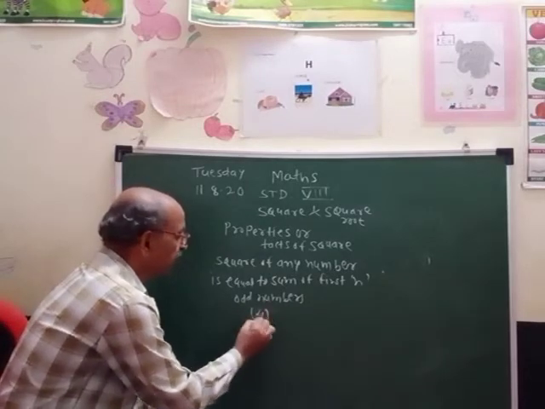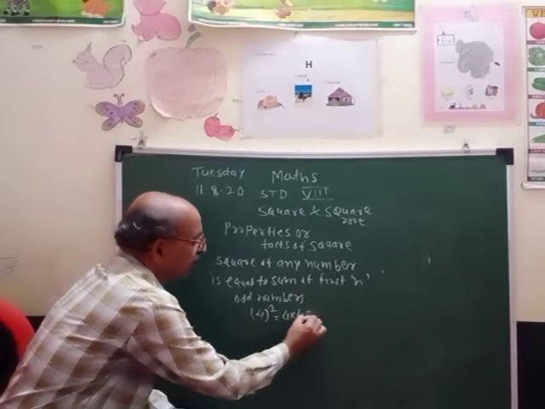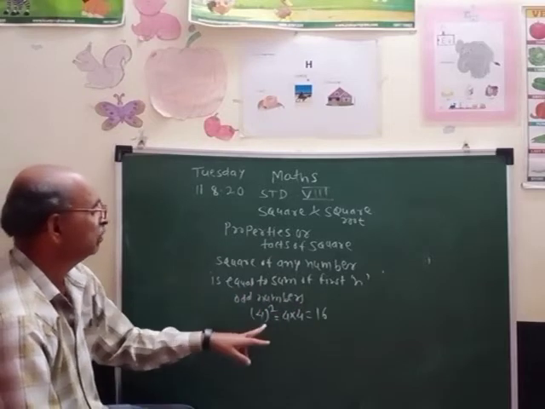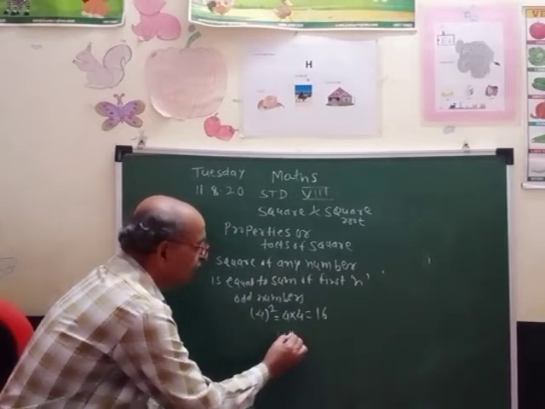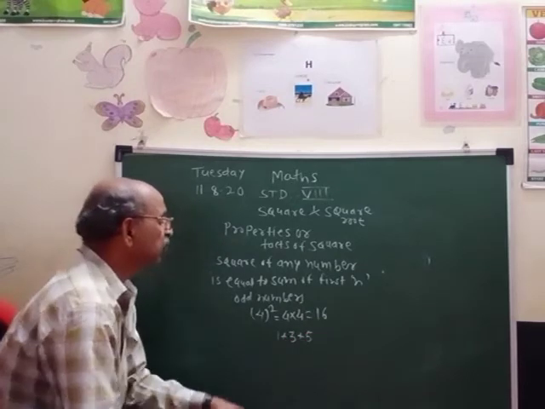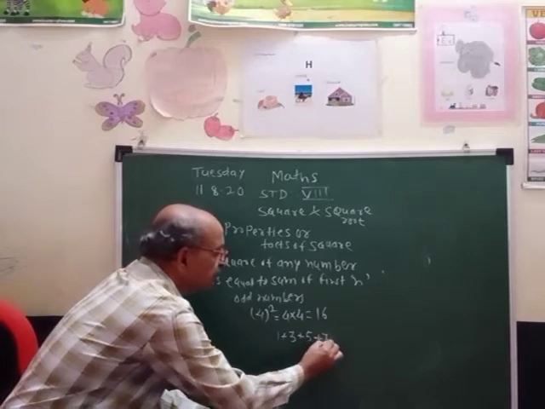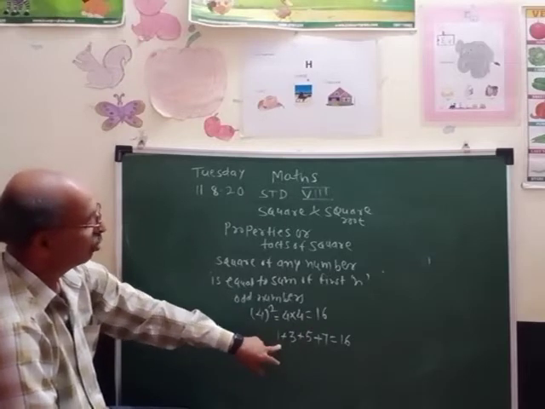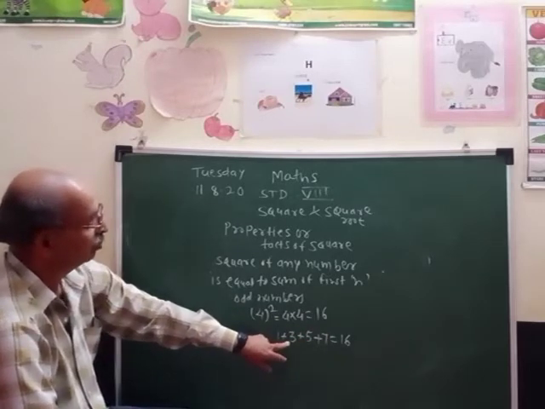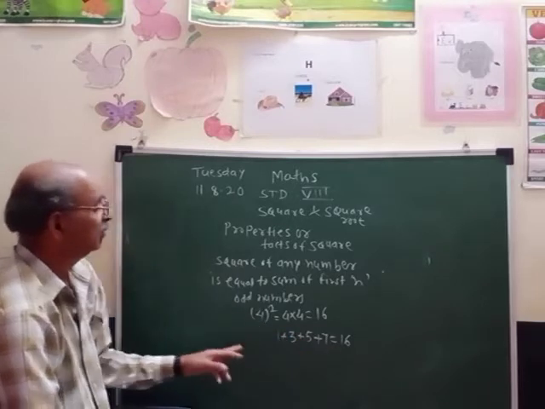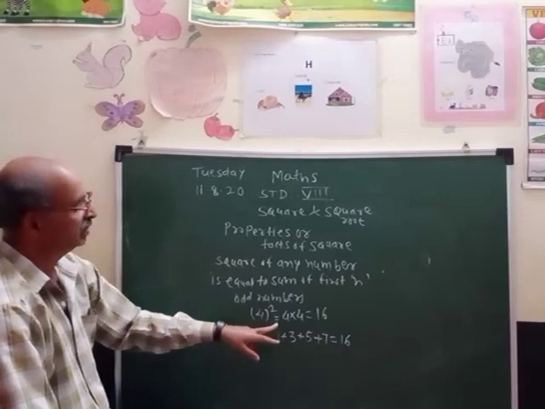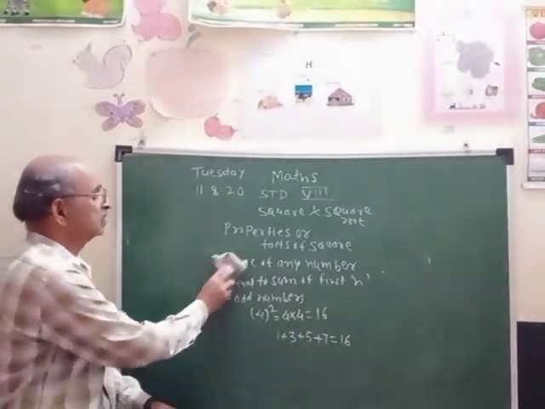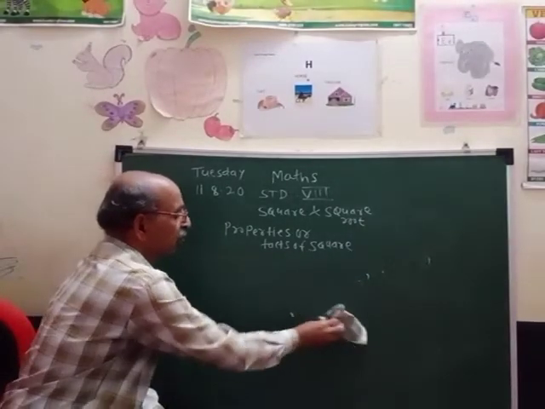If we take 4 square, 4 square is 4 into 4, that is 16. So this 16 is the addition of the first n odd numbers. The first odd number is 1, the second odd number is 3, then the next is 5, then the next number is 7. So if you add these, the square of any number is the sum of the first n odd numbers. 1 plus 3 is 4, 4 plus 5 is 9, 9 plus 7 is 16. So the square of any natural number is the sum of its first n odd numbers. That is one property.